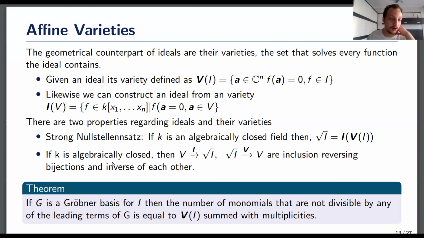And an important theorem which I will use in the last part, please remember this, is that if G is a Gröbner basis for I, then the number of monomials that are not divisible by any of the leading terms of G is equal to the number of points in the variety, with multiplicities. Then if you don't have multiplicities, the number of monomials equals the number of points in the variety.